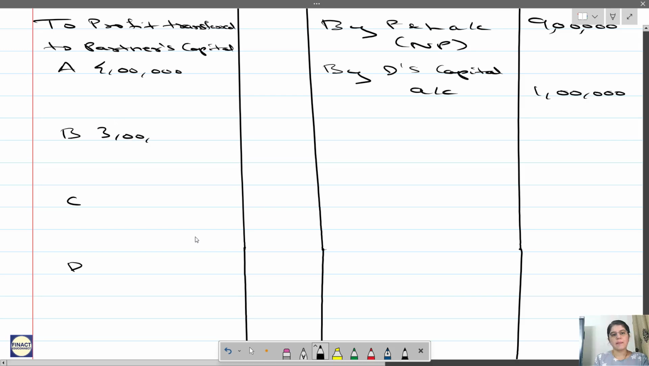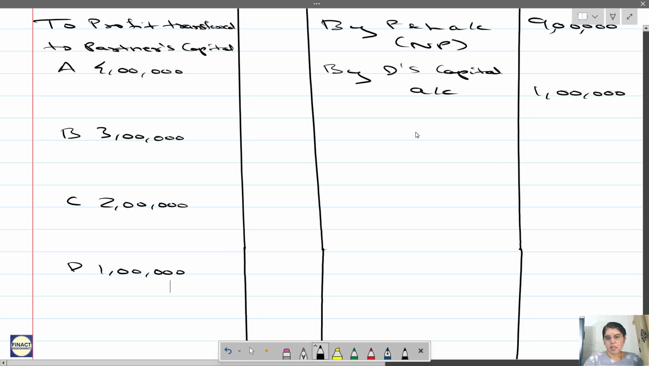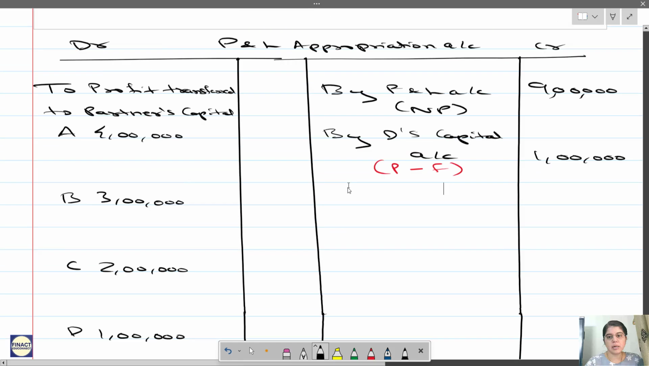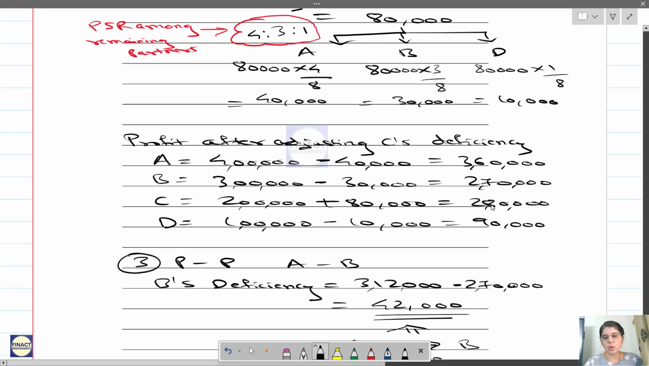4 lakh, 3 lakh, 2 lakh and 1 lakh. Okay, we have finished with the first deficiency over here. This first deficiency is partner to firm. Now we will do the second type of deficiency, that is firm to partner. So firm to partner, whom are we giving? We are giving it to C plus 80,000 and then we are deducting it from A, B and D.